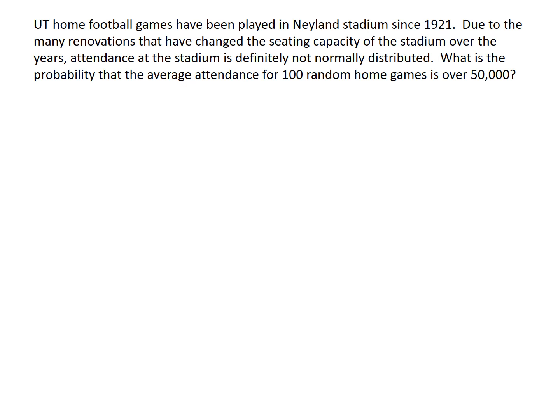I hope that you remember our discussion about attendance figures at Neyland Stadium being not normally distributed, because every time the stadium was expanded, it created a new mode for attendance figures. So when we're asked what is the probability that the average attendance for 100 random home games is over 50,000, we're trying to find the probability that X bar is greater than 50,000.